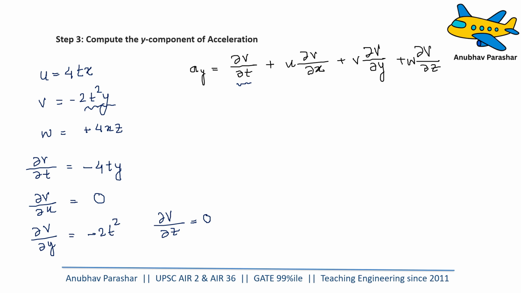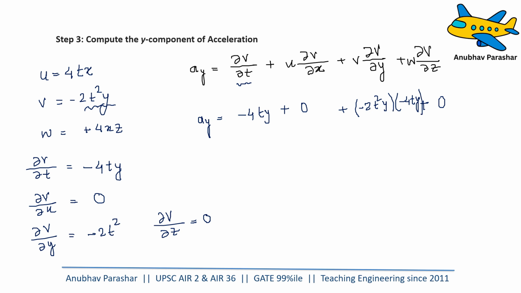Now, if you substitute all these values in the ay equation, this is going to be minus 4ty, right? This is going to be 0 because del v by del x is 0. We also know that the last term is going to be 0, as del v by del z is 0. And this term is going to be minus 2t square y, that is the v component, multiplied by del v by del y, that is minus 2t square.